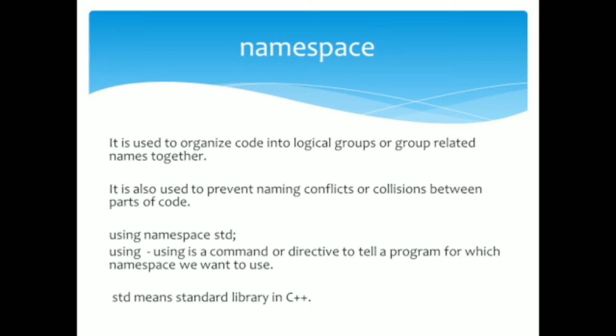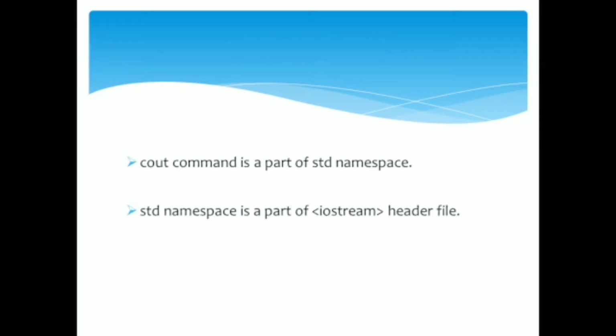The line of using namespace: using is a command or directive to tell a program which namespace we want to use. std means standard library in C++. The cout command is a part of the std namespace. The std namespace is a part of the iostream header file.